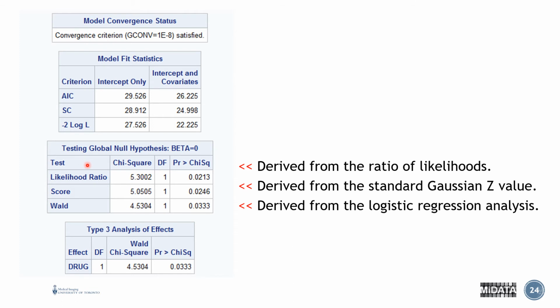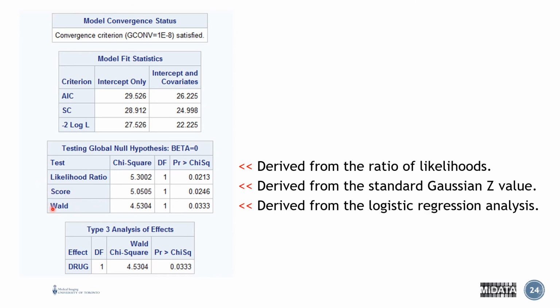In this case, we have three tests. The likelihood ratio chi-square, which you'll recognize immediately, even has the same numbers, 5.3 with a probability of 0.0213. Your score test, which you'll recognize as well, 5.05 with a probability of 0.0246. This is all looking very familiar.